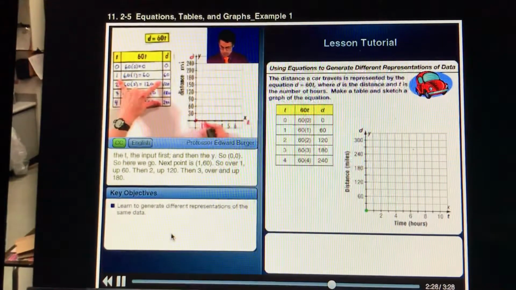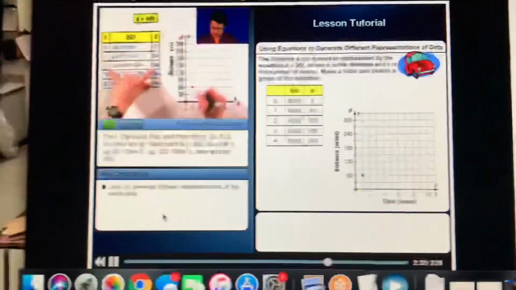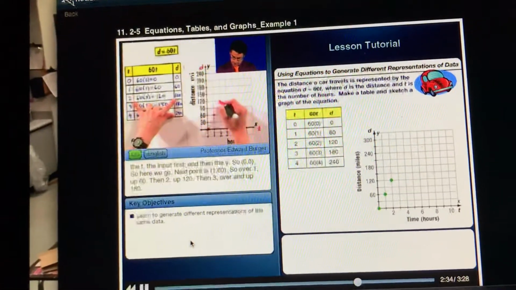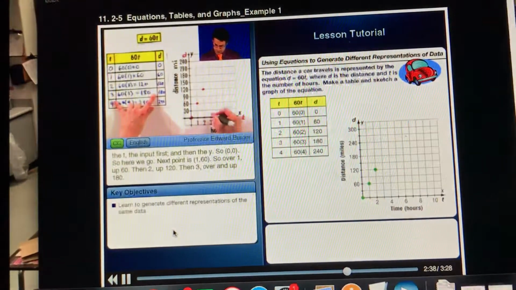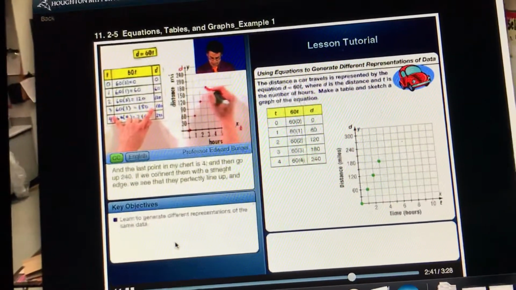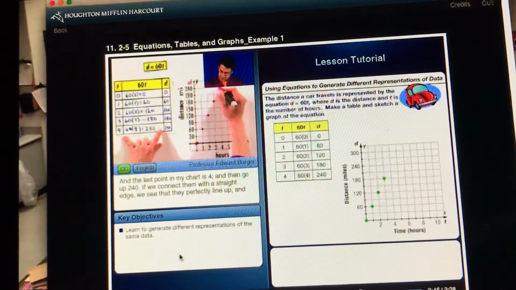Next point is 1, comma 60. So over 1, up 60. Then 2, up 120. Then 3, over and up 180. And the last point I have in my chart is 4, and then go up 240.